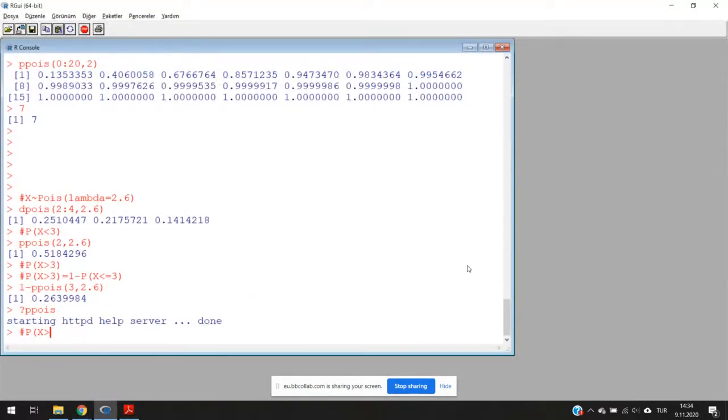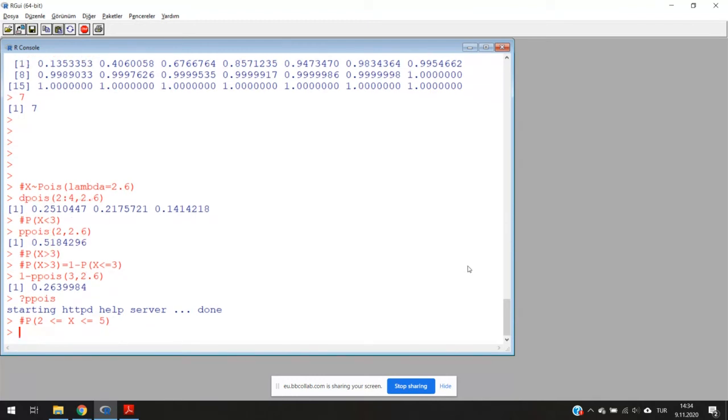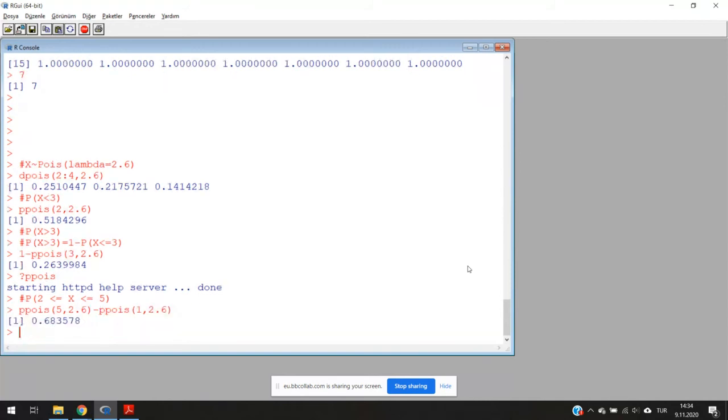What is the probability that at least 2, but at most 5 wrong calls are made? So the probability of X being between 2 and 5, where 2 and 5 are included in this probability as well. What I'm going to do is calculate the cumulative probability at 5, with the same rate parameter, and from that, I will subtract the cumulative probability at 1 with the same parameter. That is approximately 0.6835.